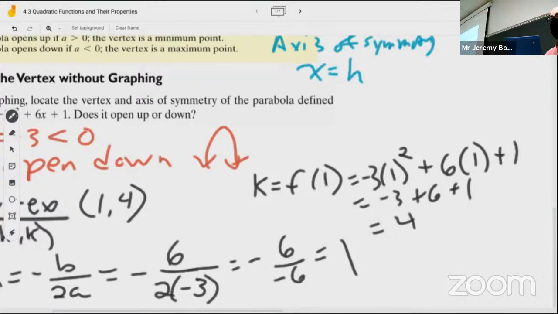Any questions on that? So you find h with negative b over 2a, whatever that value is, plug it into the function, get your y value that goes along with it. That is the k.